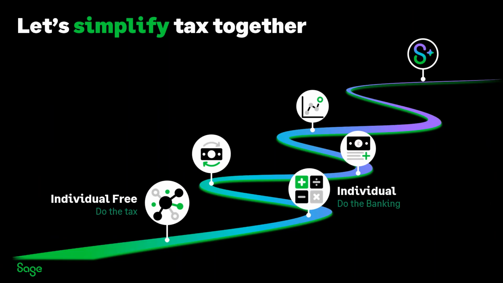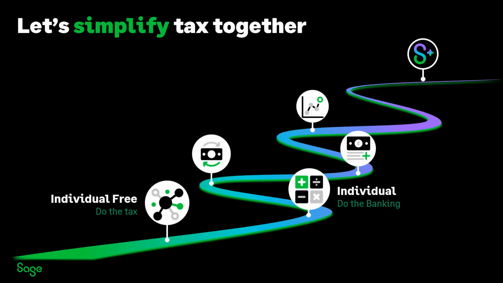Then we have Sage Individual. This is a paid version, so you do get access to more. You still get the basics: your income, expenses, your income tax summary, record receipts. You can manage your sales invoices. You get access to an app. You can snap and scan receipts, auto-categorize expenses. You can use bank feeds. And you get access to web chat and community support as well.